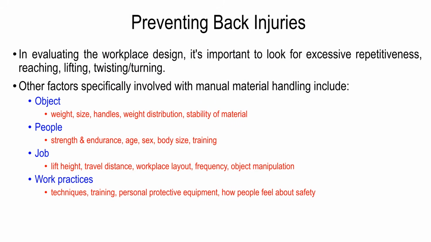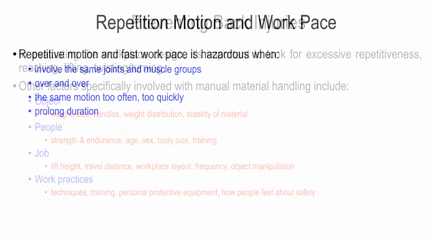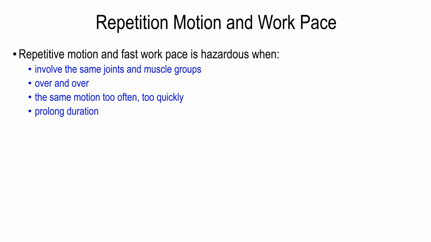To prevent back injuries, workplace design evaluation should focus on minimizing excessive repetitiveness, reaching, lifting, and twisting. Factors in manual material handling involve the object itself, the people involved, the job tasks, and work practices. Repetitive motion and a fast work pace become hazardous when they involve the same joints and muscle groups repeatedly, too often, too quickly, or for a prolonged duration.